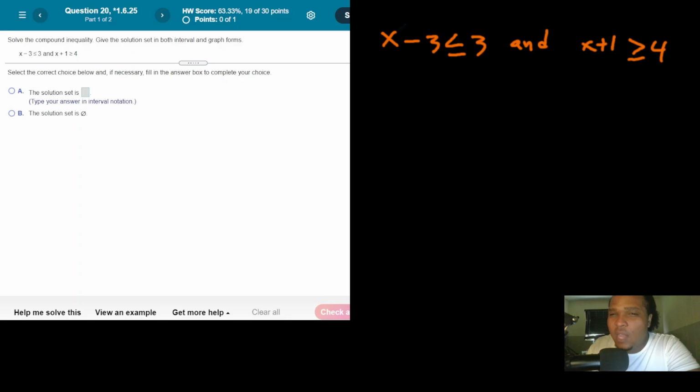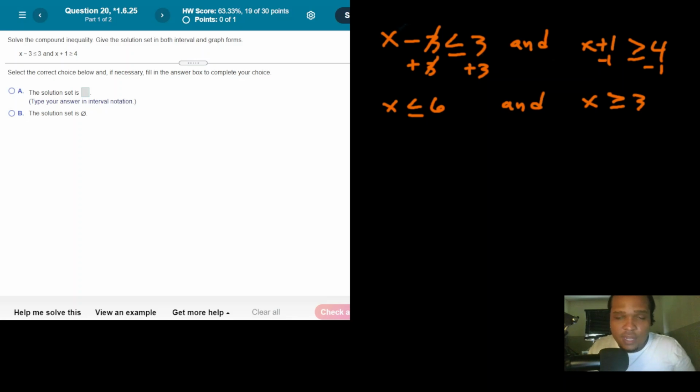So separately, let's go ahead and solve for these. We have negative 3 here, so we're going to cancel by adding. So we have x is less than or equal to 6, and go ahead and subtract the 1. We have x is greater than or equal to 3. So we have one of those compound inequalities again. That's what they call these.